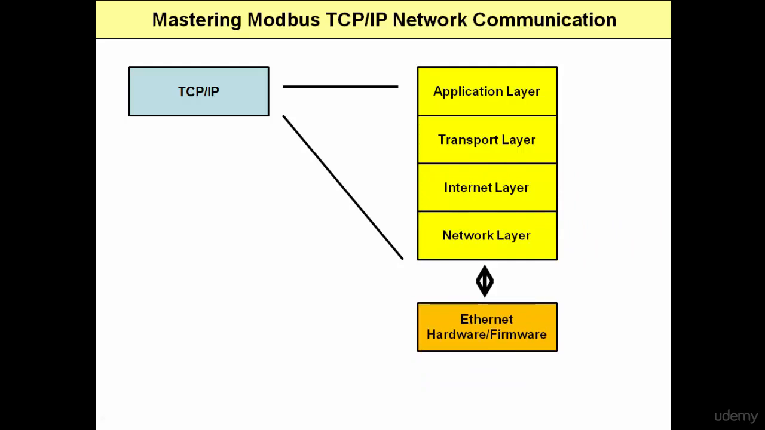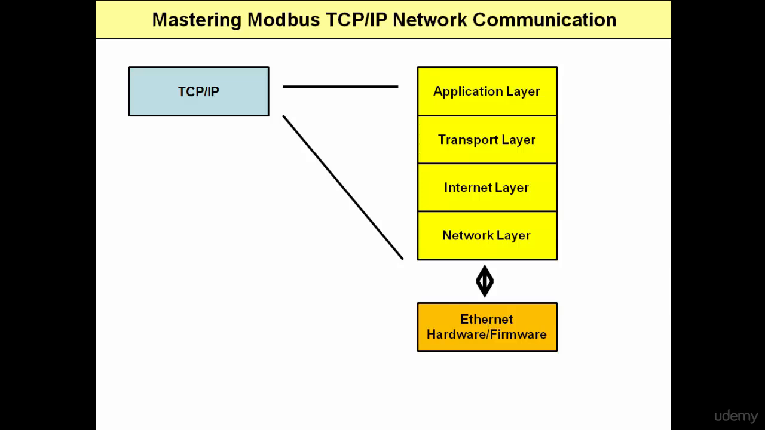And Ethernet, I put Ethernet hardware and firmware because an Ethernet module is usually a piece of hardware with a ROM chip on it that has firmware burnt into it and so on. And the network layer is able to interact with the Ethernet hardware and firmware to effect the physical electrical signals that will be sent on cabling to actually send the data out.